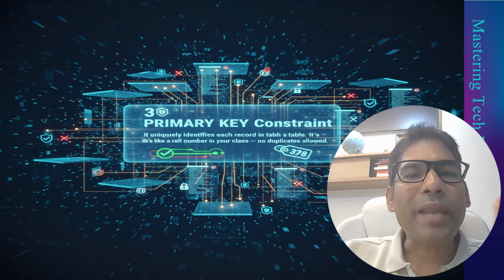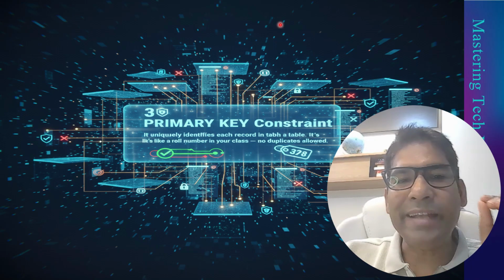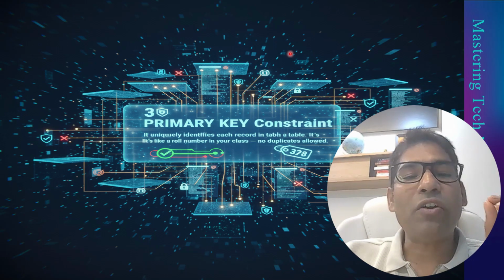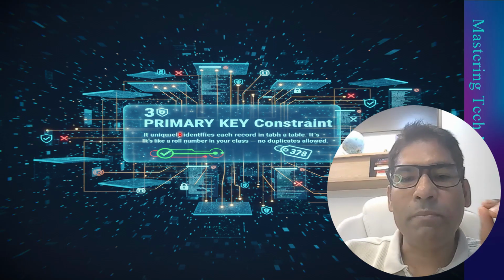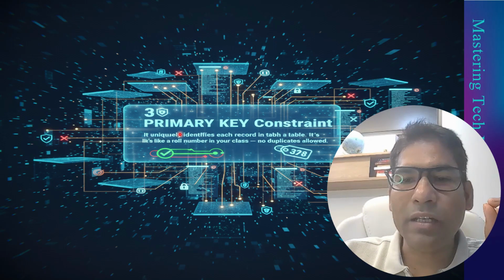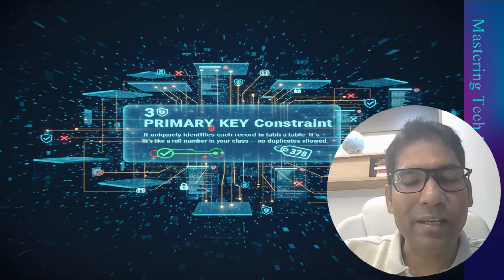Number 3, primary key. This is a unique identifier for every record in a table. Think of it as your roll number in school. No duplicates allowed.